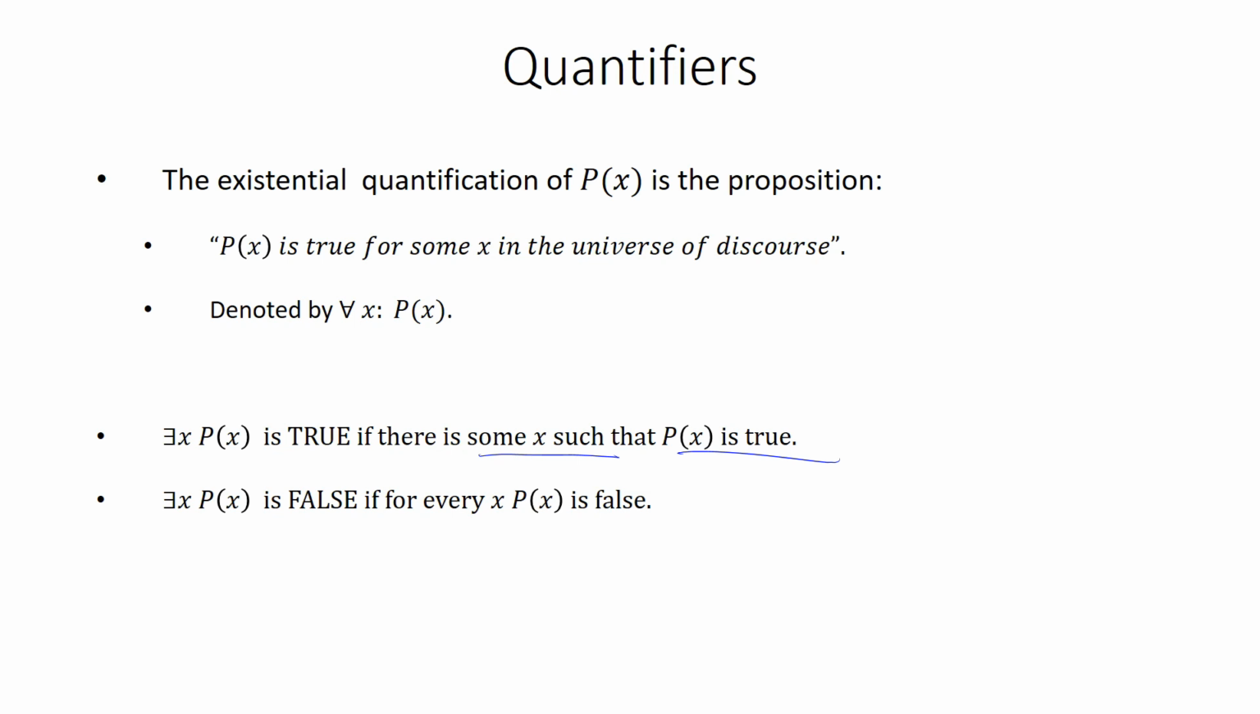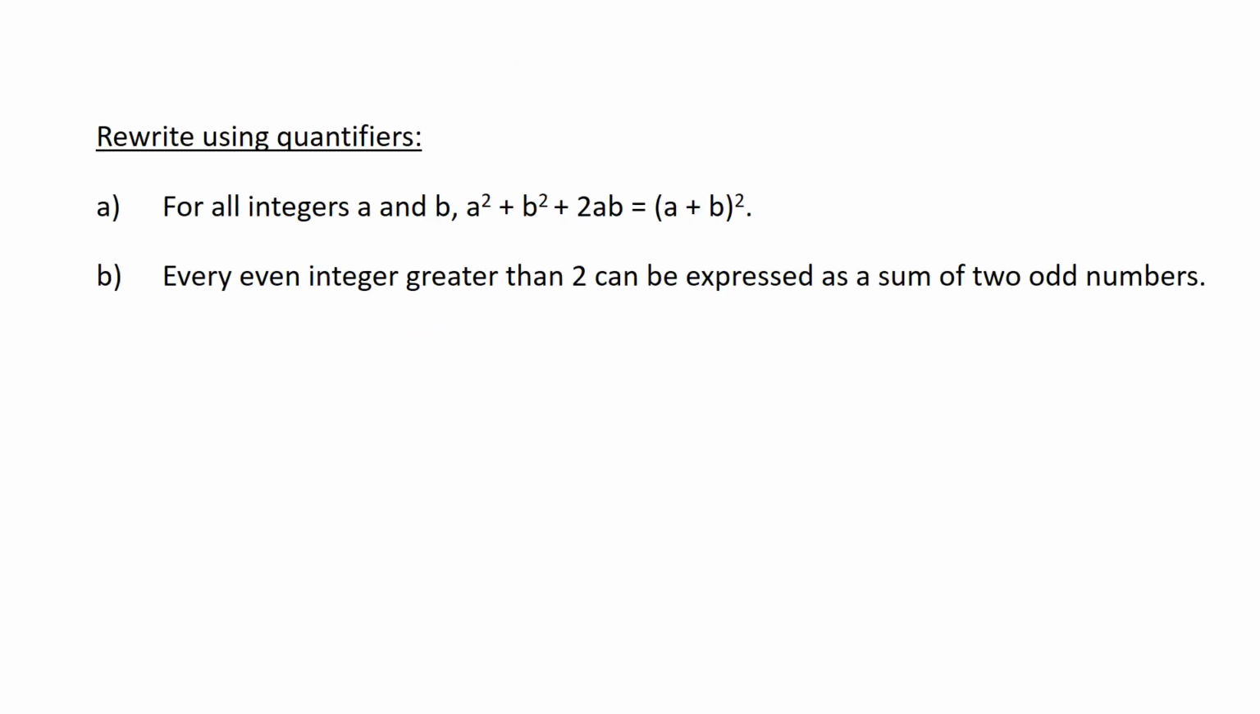However, to show that the proposition there exists x P of x is false, we need to show that it's false for every single value of x. Now that we've understood quantifiers, let's rewrite some of the statements we saw earlier in terms of quantifiers.